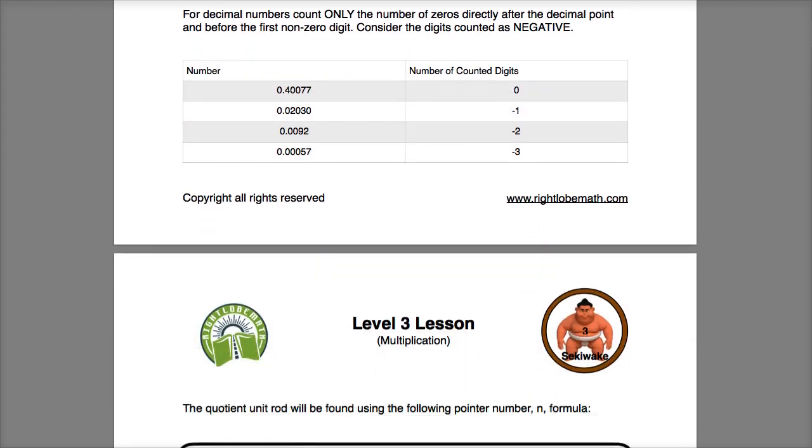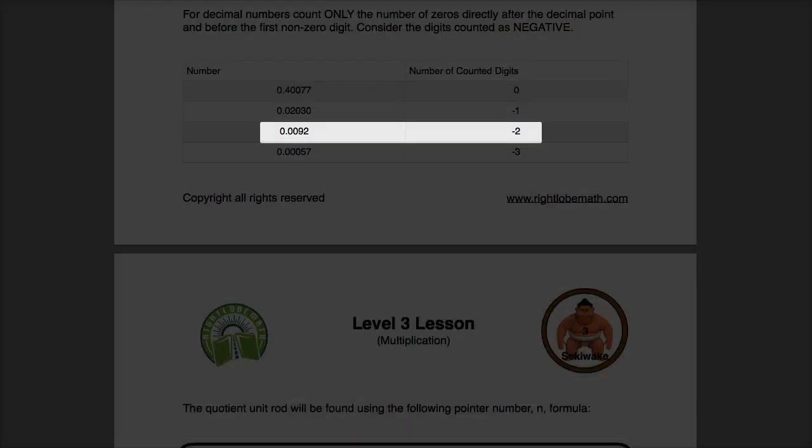If we have a purely decimal number, such as 0.0092, we only count the leading zeros between the decimal point and the 9. Since there are 2 of them, we assign this a -2.